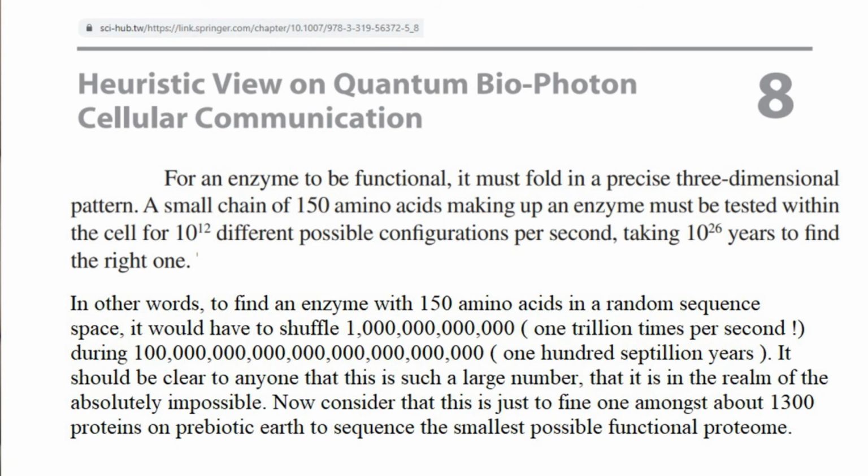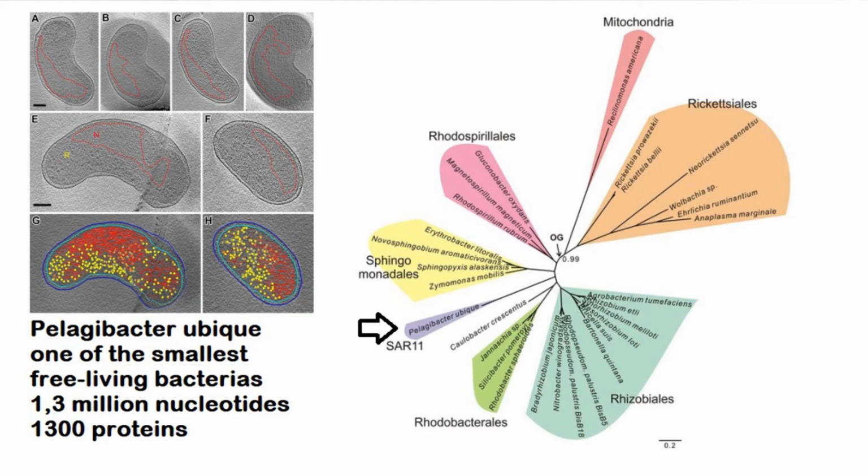the absolutely impossible. Now consider that this is just to find one amongst about 1300 proteins on a prebiotic Earth to sequence the smallest possible functional proteome. If we posit that the minimal free living cell had a proteome consisting of 1300 proteins, then the chance to get that right would be 1 chance in 10 to the 700,000, a clearly astronomical number in the realm of the absolutely impossible.